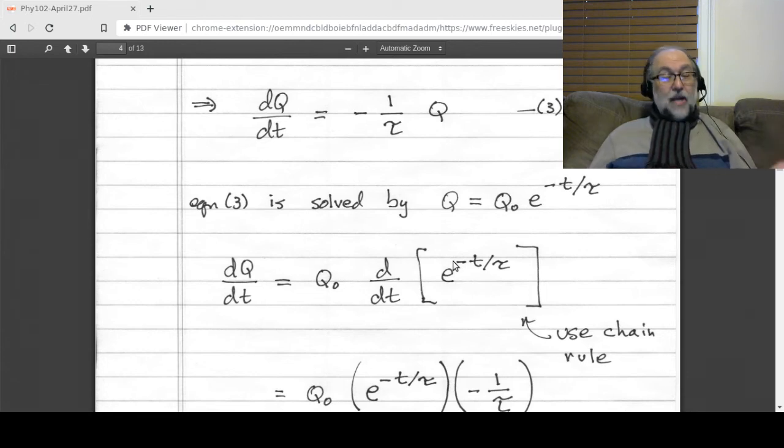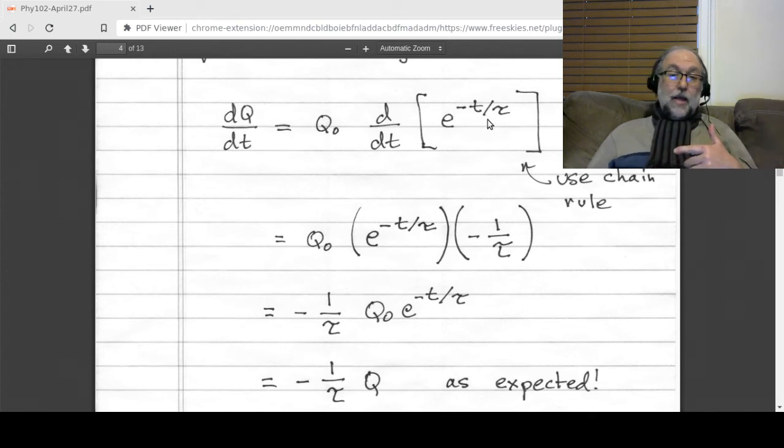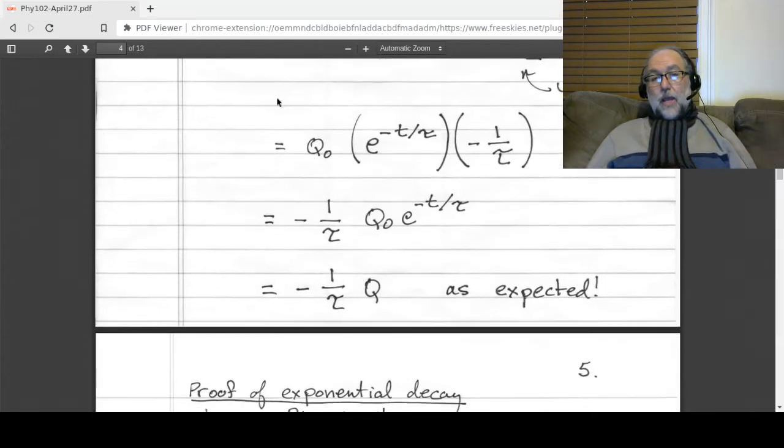That's kind of neat because that's sort of what a natural log is. When you differentiate the natural log with respect to the argument, you get the exact same function back. So when you differentiate this, first you differentiate with respect to the entire argument, remember, we're using the chain rule, and that just means you get e to the minus t over tau back again. But then you have to differentiate the argument, minus t over tau, with respect to t, and that gives you minus 1 over tau, so you can bring that in front. And then finally, you've got back your q naught e to the minus t over tau, but that's just q.